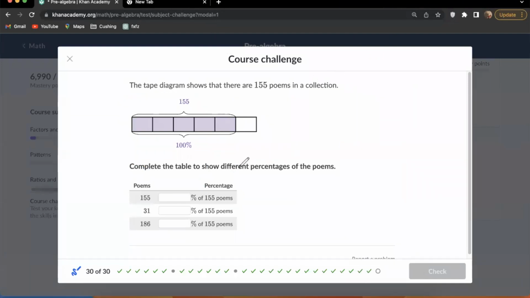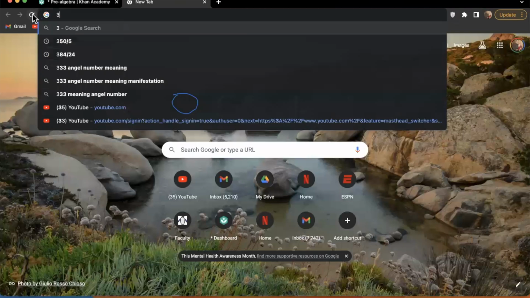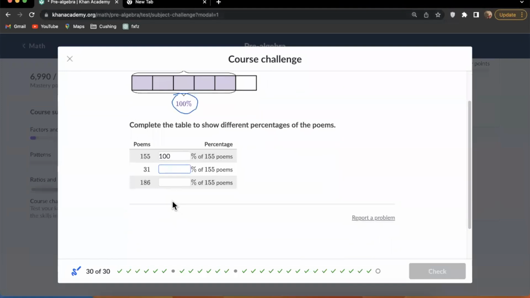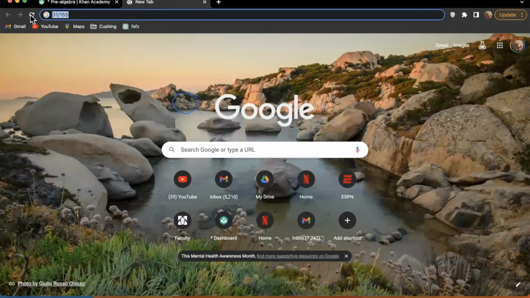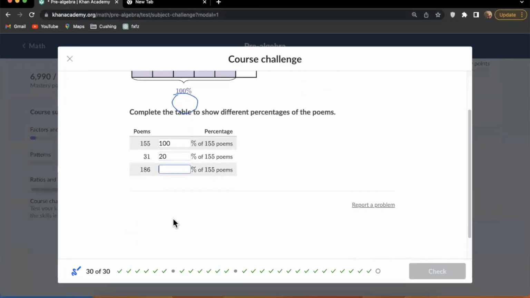Tape diagram shows that there are 155 poems in a collection. Complete the table to show the different percentages of poems. So the whole group of poems is 155. So 155 poems, and that's what it's asking here, represents 100% of the collection. 31 poems, what percent of 155 is that? I would just have to do 31 divided by 155. That's 0.2. 0.2 as a percent is 20%. 186 divided by 155 is 1.2. 1.2 as a percent, that's 120%.